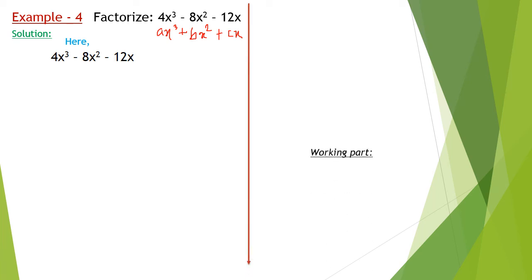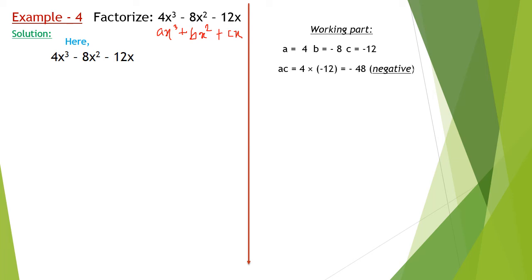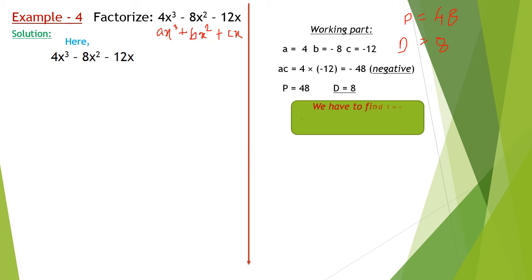Now what we have to do is work from a. We can easily find a is 4, b is minus 8, and c is minus 12, isn't it? Now the product of ac is 4 into minus 12, minus 48. Now we have to find two numbers whose product will be 48 and whose difference will be 8. Now product 48, difference 8.